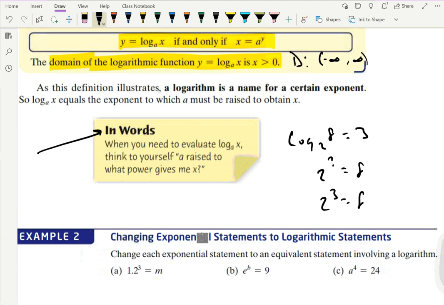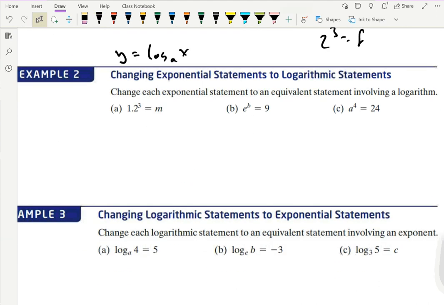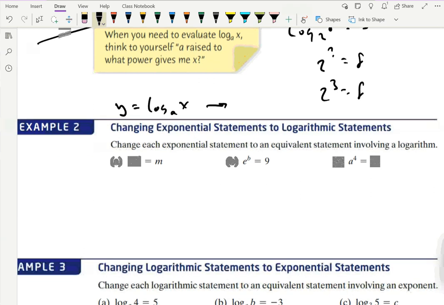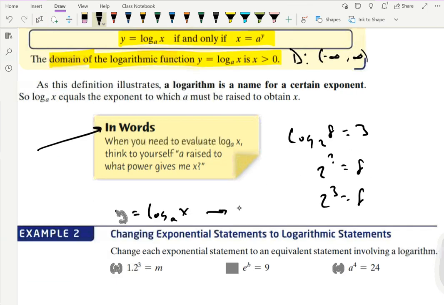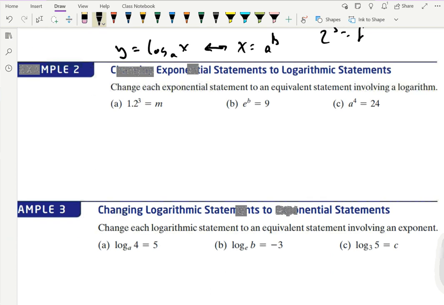So if we have our statement up here, let me write it down. We've got y equals log of x base a. And so what that means then is x equals a to the y. So we're just rewriting all of that down here, and vice versa. The arrow can go both ways. So that's the overall idea that we're referencing.